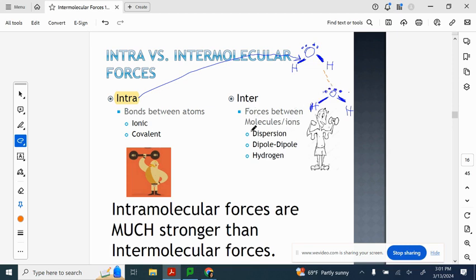All right. There are three primary ones that we're going to talk about, which are our dispersion forces, our dipole-dipole, and our hydrogen bonds. We're not going to get to these two today. We'll get to some of dispersion today.